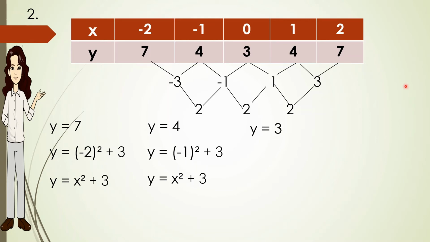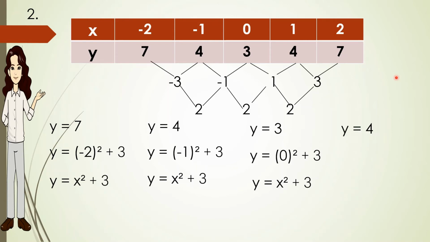Okay. Sa third given, y is 3. So, if you are going to use our pattern, substitute natin yung 0 sa x. So 0 times 0 is 0. Then i-add natin ng 3. So ang answer doon ay 3. So ang pattern natin doon is also x squared plus 3. So tumatama naman ang values natin na 0 at ang value natin ng y is 3.